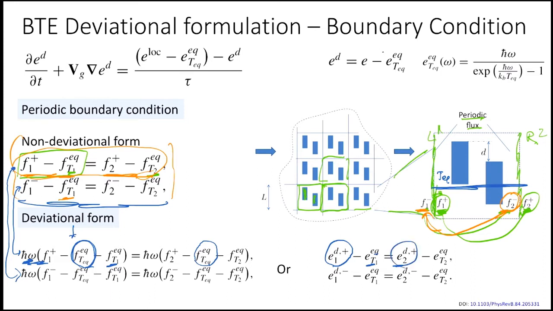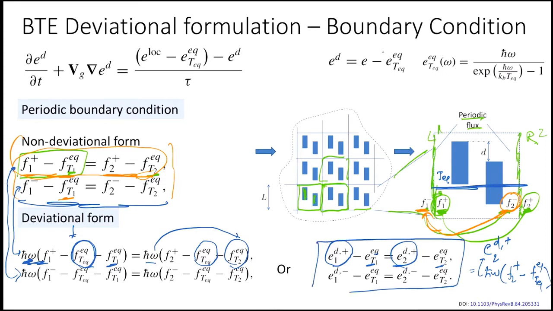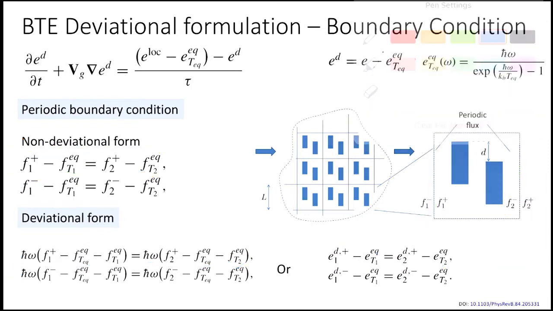So basically E2D positive is, so ED positive is simply h bar omega f2 positive minus f equilibrium T equilibrium. So basically we have to subtract this equilibrium part to get the deviational distribution. So that's what E2D positive is. And the remaining term is h bar omega f equilibrium T2. So that becomes E equilibrium T2. So basically now we have got our periodic boundary conditions in the form of a deviational particle.